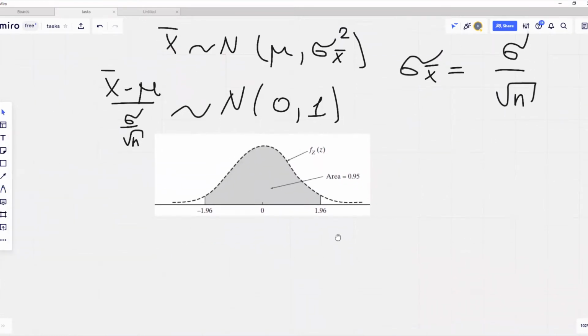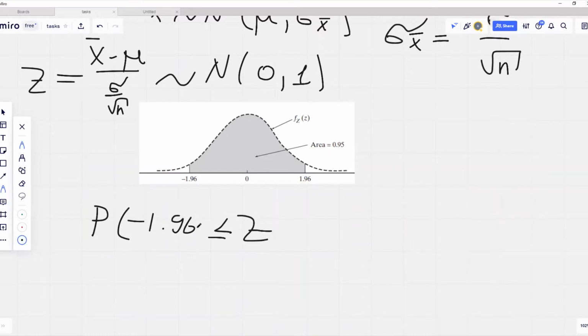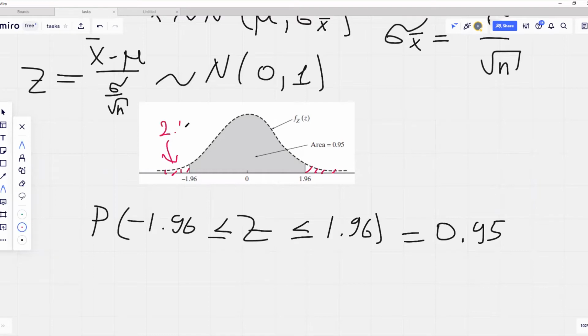Here is a PDF of the standard normal. If we want our standard normal random variable to lie in the specific interval from minus 1.96 to 1.96, the probability of that is equal to 0.95, or 95%. So we have an area of 95% in the middle here, and the areas in the left and right tails are equal to 0.025, or 2.5% in each tail.